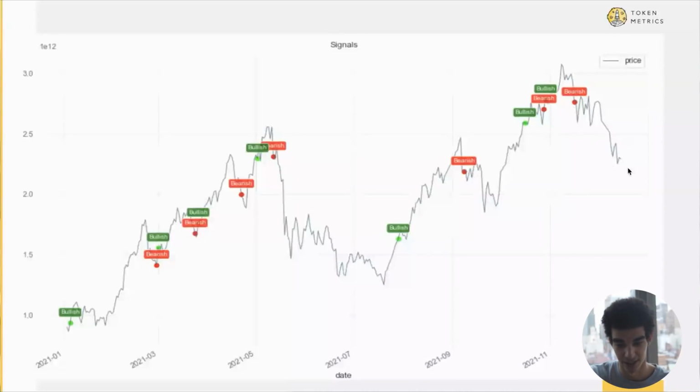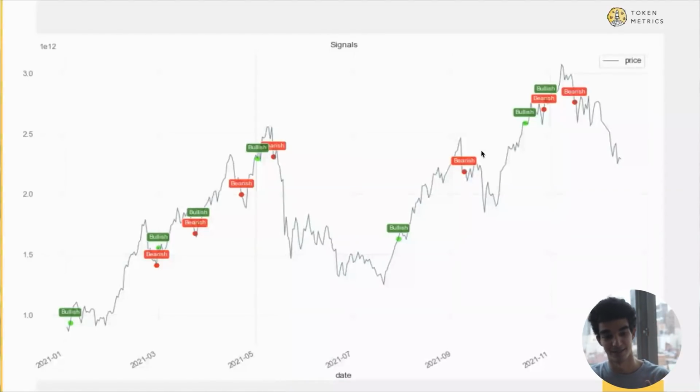And currently the market cap is around 2.3 trillion. So that would have been a pretty good signal very recently. So this was the first indicator, the TM grade indicator, where we apply it on individual coins and then apply it on the whole market cap, and we get signals like this.